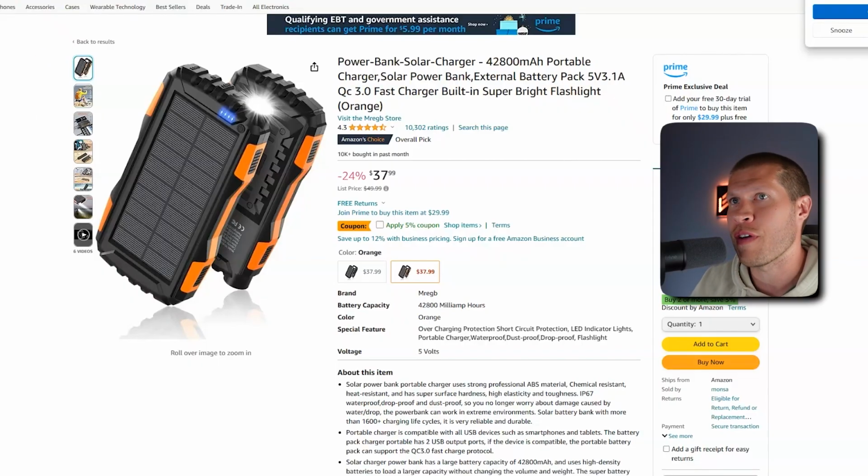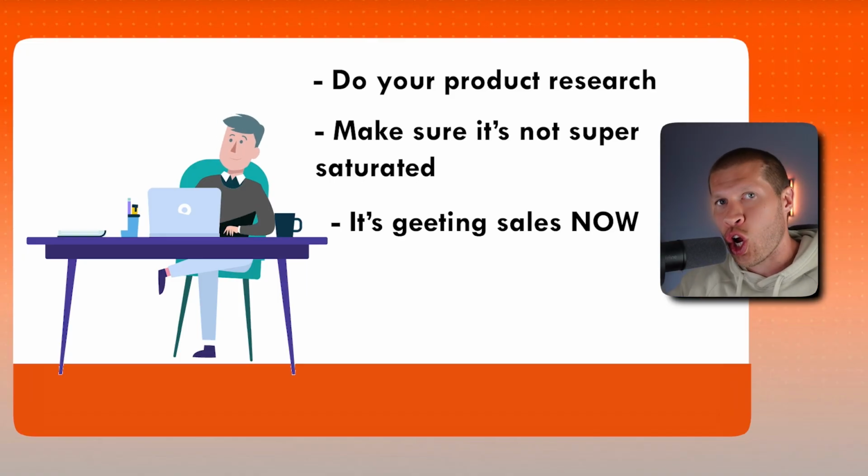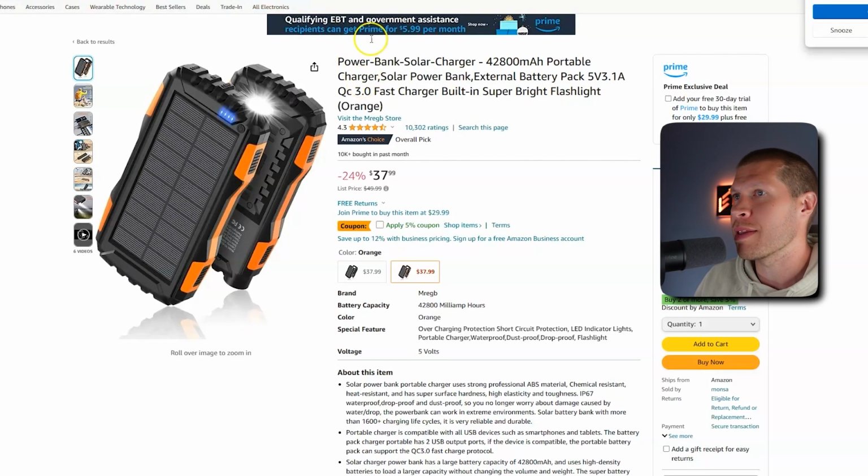Now, assuming that you found a good product, like for example, this solar charger, this is not a great product. I have not done product research on this. It's just one that I'm suggested all the time, and I figured it'd be a good example to use for this video, right? So do your product research, make sure that you have a hot selling product that's not super oversaturated first and is also getting sales currently right now, not a week ago, not 2 months ago, right now, right? So let's pretend that this is a good one.